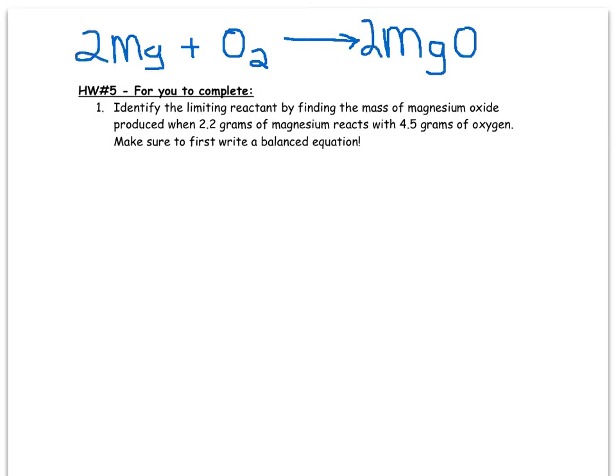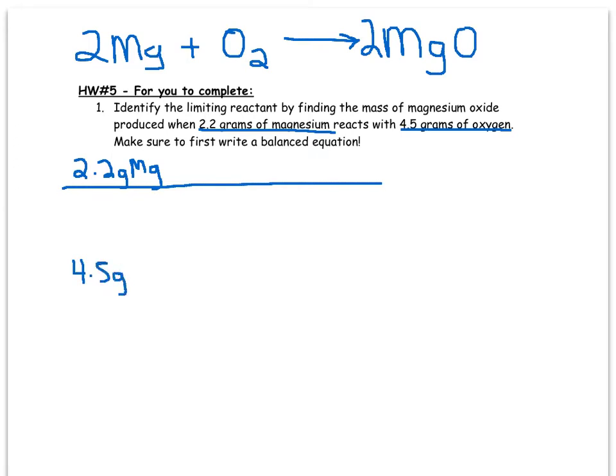Now that we have a balanced equation, the next thing we have to do is figure out what we want to find in this equation. So we have 2 givens in the problem. We have 2.2 grams of magnesium, so I'm going to write that right here. That's my grams of magnesium, and I'll be converting that. And then I'm also given 4.5 grams of oxygen, so I'm going to write that here. You do write oxygen as diatomic because that's the way it shows up in the problem.